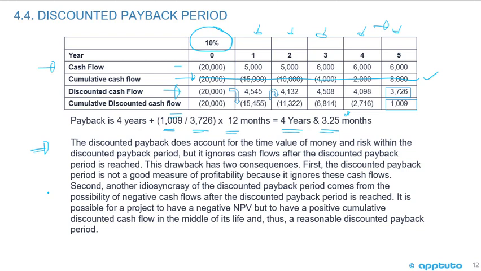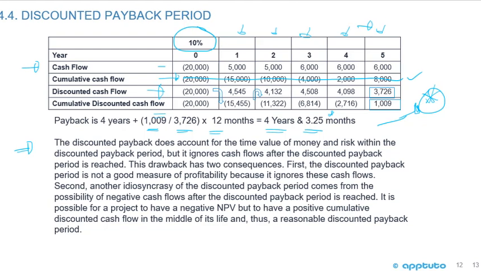Second, another idiosyncrasy of the discounted payback period comes from the possibility of negative cash flows after the discounted payback period is reached. So you could have a bunch of negative cash flows happening out here. You'd say, hey, it looks like a great project because the payback is a short period of time, but then you run into a bunch of negative cash flows, okay? So it's possible for a project to have a negative NPV, but to have a positive cumulative discounted cash flow in the middle of its life, and thus a reasonable discounted payback period.